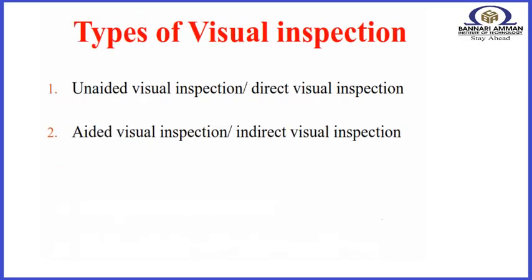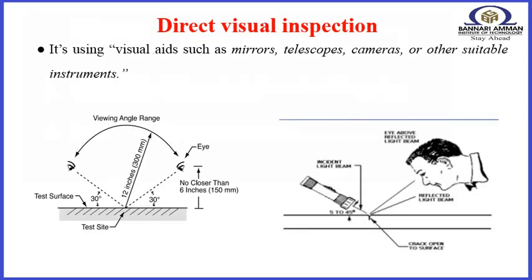Visual inspection is classified into two types. 1. Unaided visual inspection, or direct visual inspection. 2. Aided visual inspection, or indirect visual inspection. Direct visual inspection. In the case of direct visual inspection, the component to be inspected is tested by an inspector. Testing, analysis, and assessment are carried out by one person. The direct visual inspection can be carried out with tools such as borescopes.